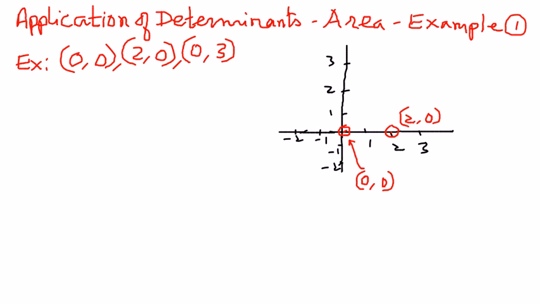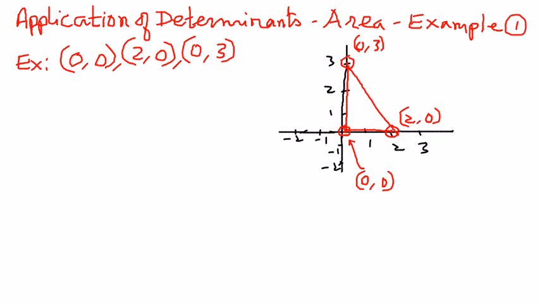And the third point we have is (0, 3). That means the x-ordinate is 0 and the y-ordinate is 3. Therefore that is the point. So this is (0, 3). And this is a triangle. If I were to just connect these points with a straight line, that is how the triangle is going to look like. It is a right triangle.